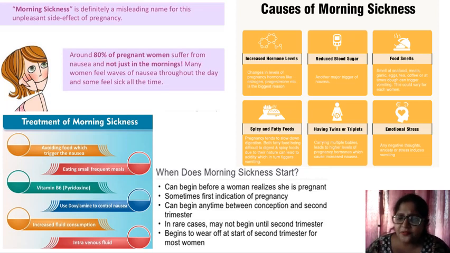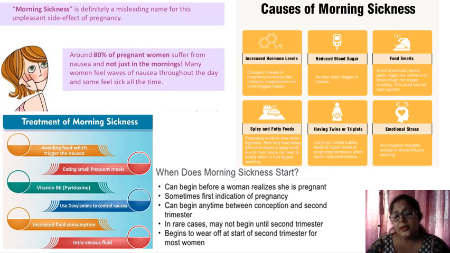Sometimes, if the person is having multiple babies, the pregnancy hormone levels are increased, which can also increase the nauseous feeling. And any kind of negative thoughts, anxiety, or stress can also induce vomiting.